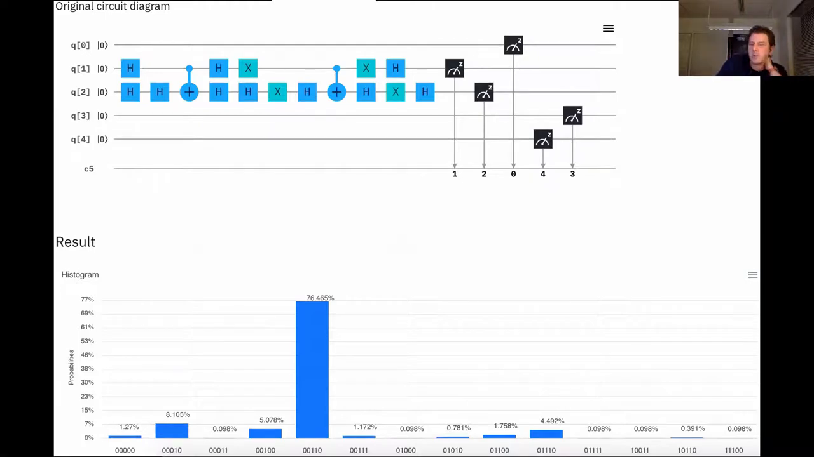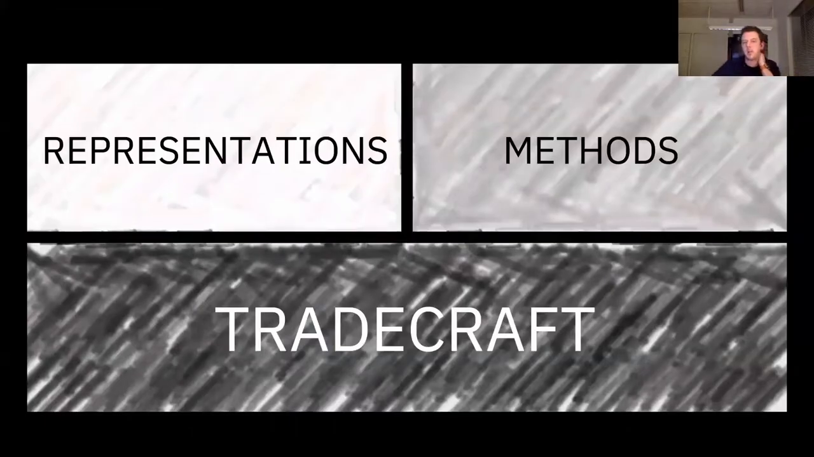So I suppose I'd wrap all of that up with three little boxes. To really be successful with quantum, I think you need to understand three things. Representations are how we approach our problems in a quantum native way. So what do I mean by that? Thinking about quantum information science, thinking about qubits, not bits, thinking about quantum logic gates and quantum operations, rather than their classical counterparts.